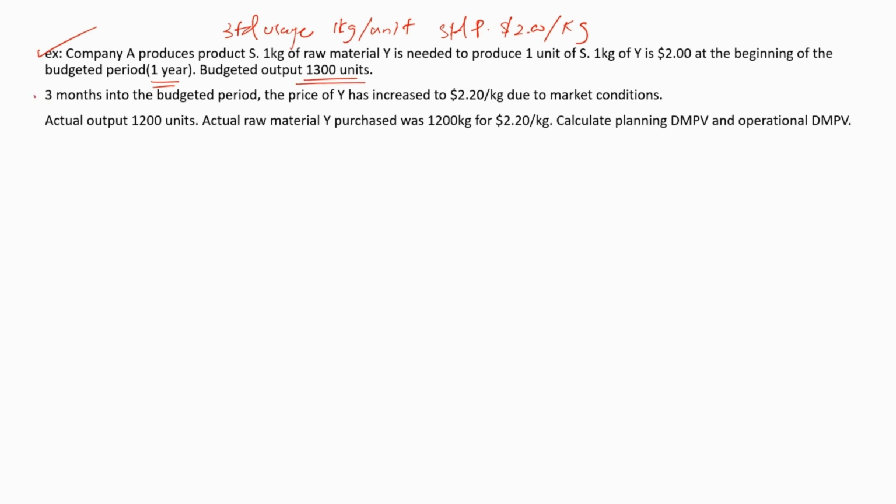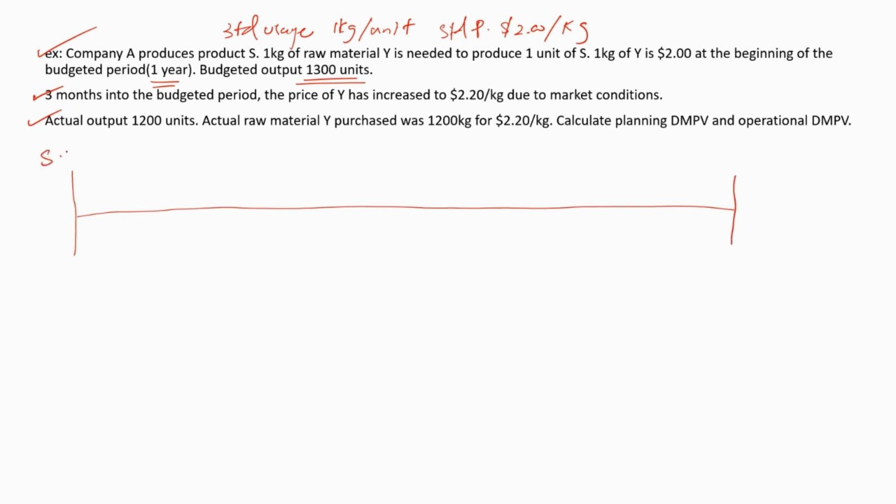Now they are telling us 3 months into the budgeted period, the price of Y has increased to $2.2 per kilogram due to market conditions. Actual output is 1200 units. Actual raw material Y purchased was 1200 kilograms for $2.2 per kilogram. Calculate planning direct material price variance and operational direct material price variance. Now what we are going to do is calculate the advanced variances using these values. Let's draw this sketch again. This will help you understand this question easily.